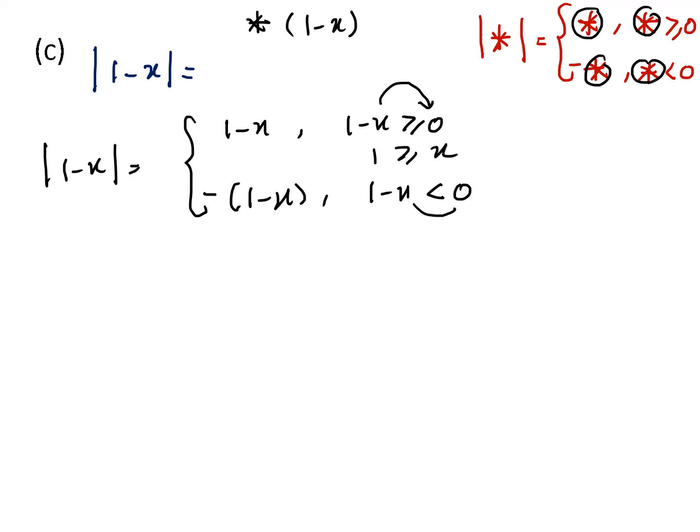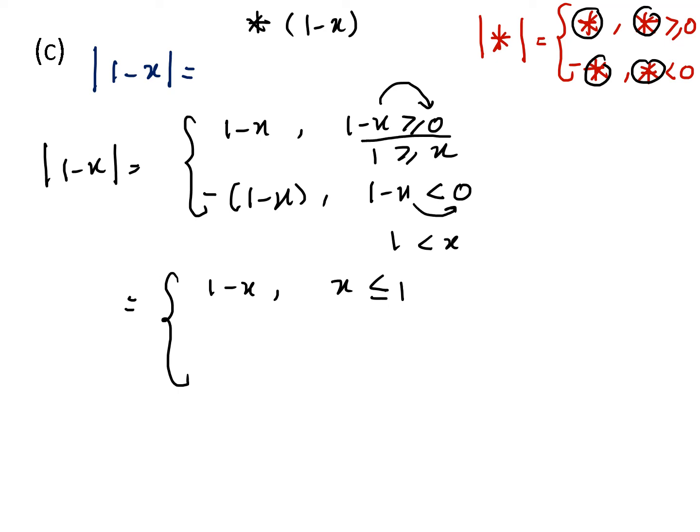Yang ni pun misalnya ke kanan. So, 1 is less than x. Okay, so kita rewrite our answer. So, 1 minus x for x is greater. Oh, sorry. Not greater. It should be less than equal to 1.